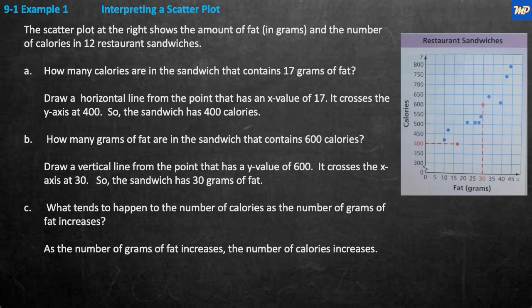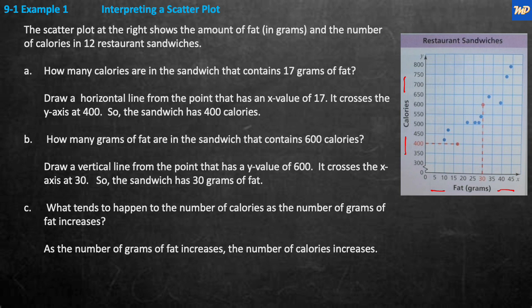Example 1. Interpreting scatter plots. The scatter plot to the right shows the amount of fat in grams and the number of calories in 12 different restaurant sandwiches. So let's go through some questions and answers here. How many calories are in the sandwich that contains 17 grams of fat? Well, in our chart, the fat grams are plotted along the bottom, the x-axis, and the calories are plotted against the y-axis.